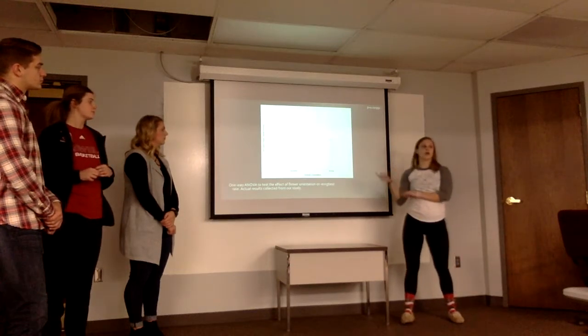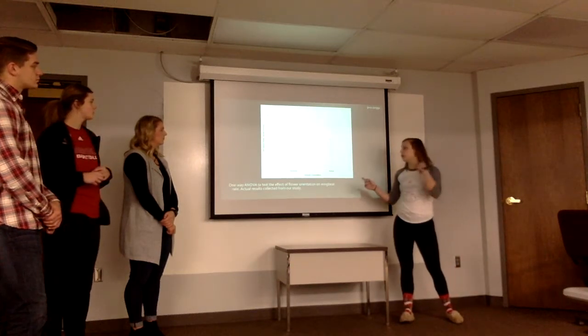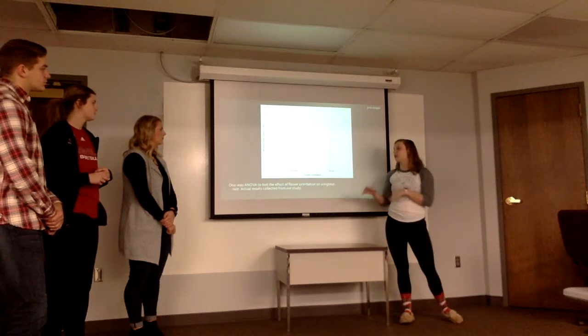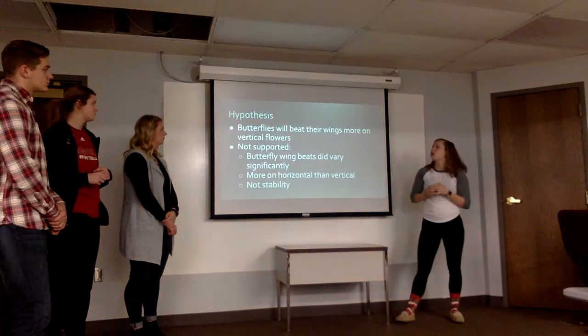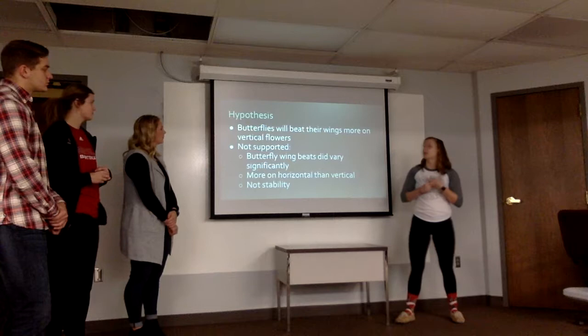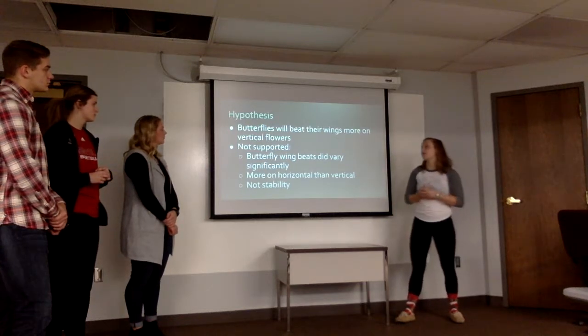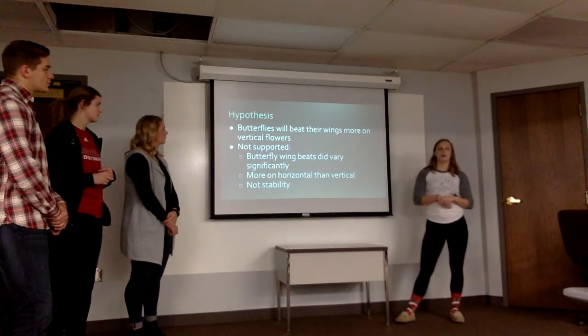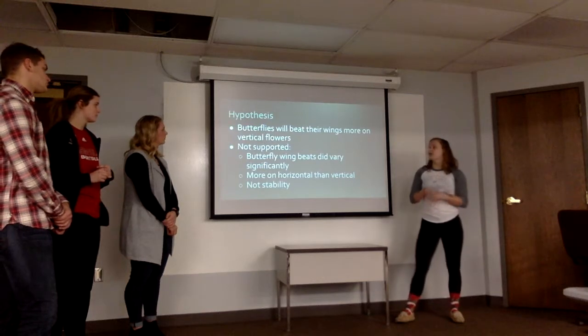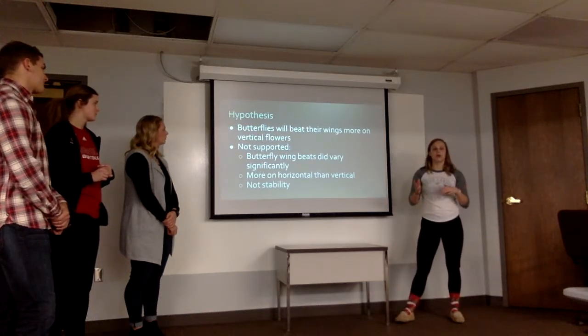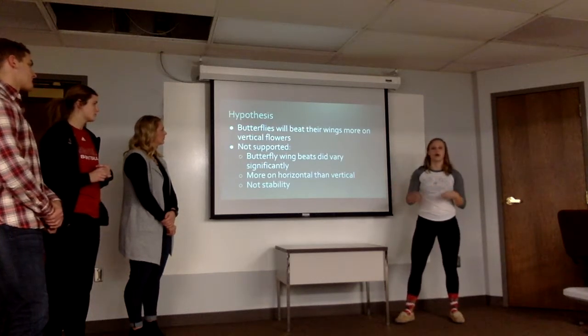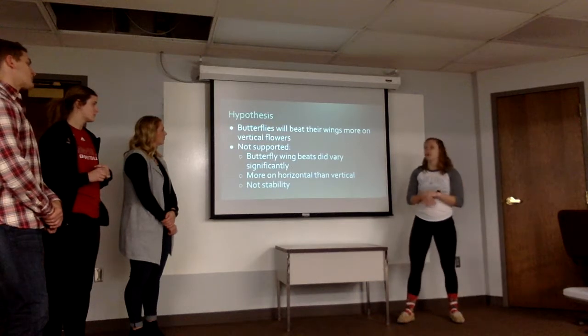So this is the first graph we showed, but opposite of what our hypothesis predicted. So butterflies will beat their wings more on vertical flowers, which did not support our hypothesis, and there was a significant variation between wing beats on flower orientation. It was just opposite what we thought. So we determined that it was not a stability mechanism.